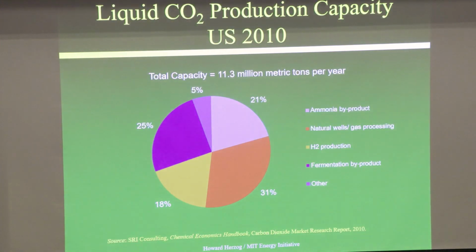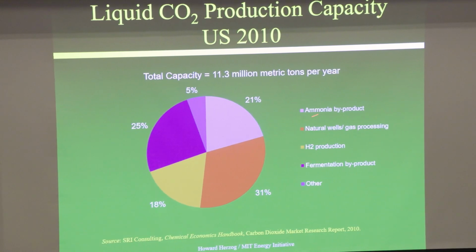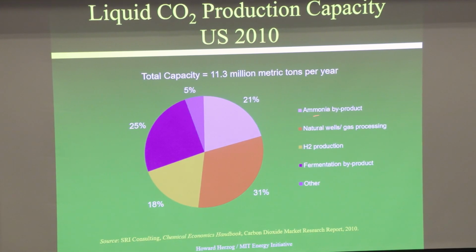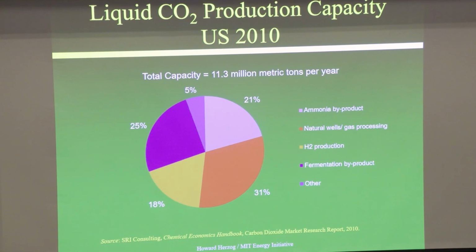And we see here the different sources. There are four main sources shown here. You've got ammonia production, which is like pre-combustion capture. You have a synthesis gas. The natural wells from gas processing come out of the ground at high pressure. Hydrogen production, which we went over yesterday, once again is a high pressure stream that they can use.